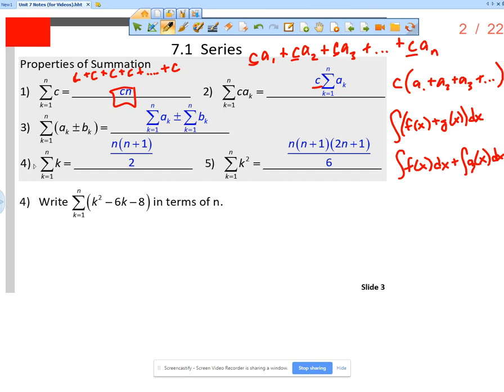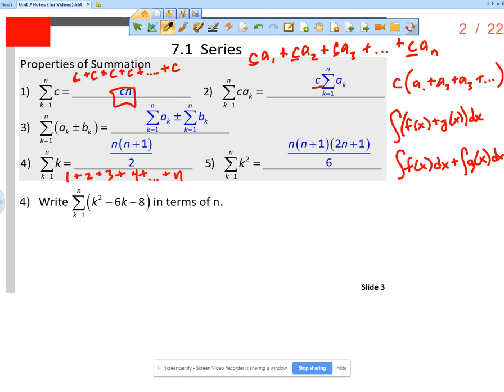All right, the next one, number 4, the sum from k equals 1 to n of k. So what would this be? Well, this would actually be 1 plus 2 plus 3 plus 4 plus and so on up to n, right? So the sum of the first n integers would be n times n plus 1 over 2.